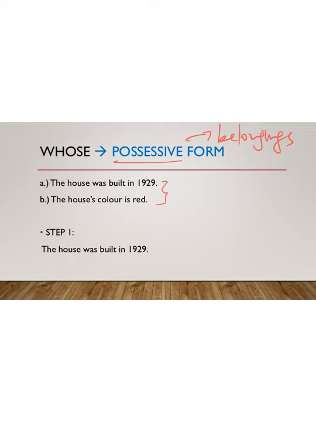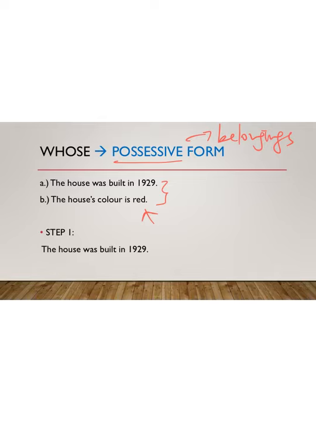Sentence A: the house was built in 1929. So this is something that I want to talk about. But I don't know which house you are talking about. So can you give me some more information? And that's why I'm giving you some more information here: the house's color is red. The house apostrophe s color is red.